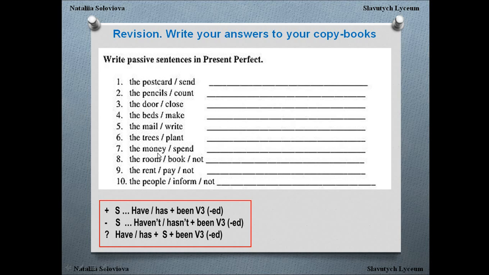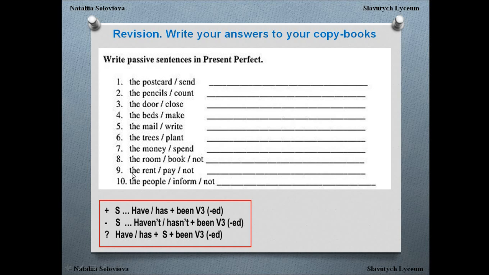The money is always singular. So the money, it means it. The money has been spent. The money has been spent. The room and book. Book means бронювати. The room has not been booked. The room hasn't been booked.